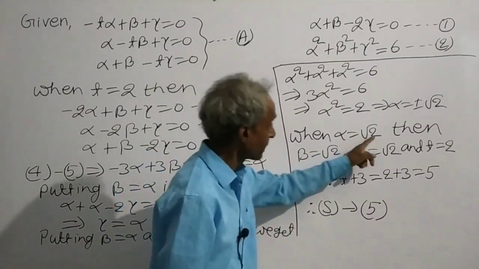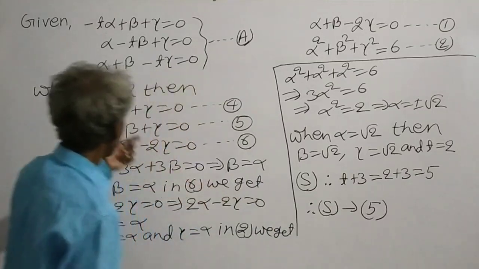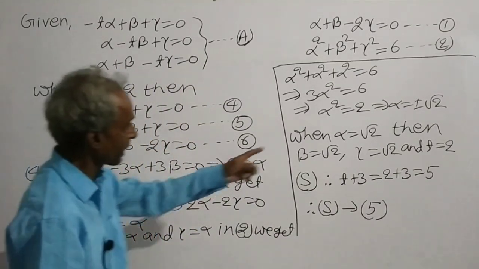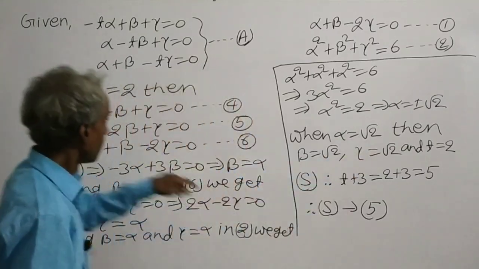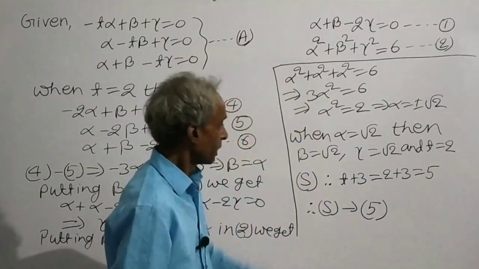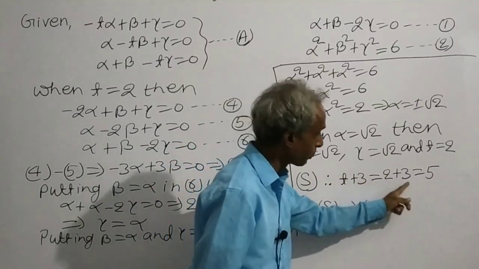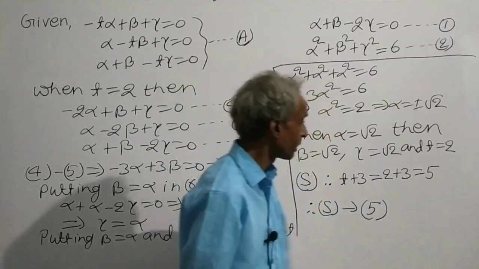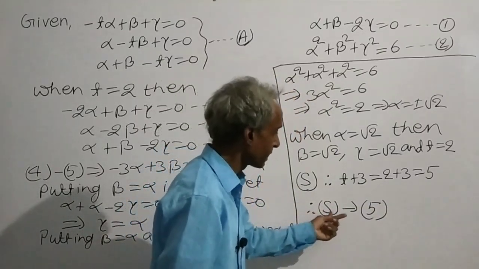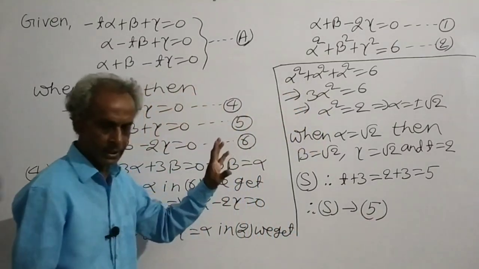But alpha is equal to root 2. This value has been obtained when we have put t is equal to 2. Therefore, when alpha is equal to root 2, then t is equal to 2. Therefore, t plus 3 will be equal to 2 plus 3, that is equal to 5. Therefore, entry S should be matched with entry 5. Now the solution is complete.